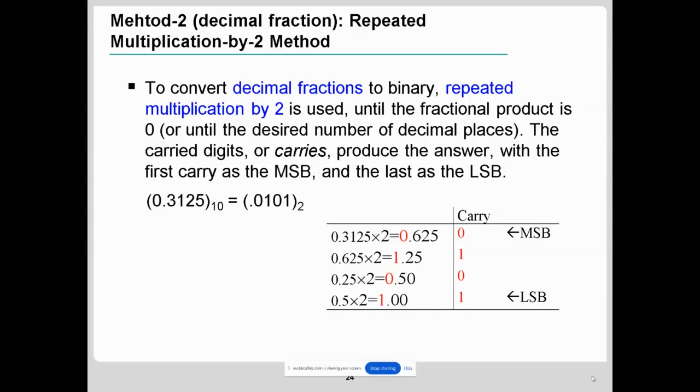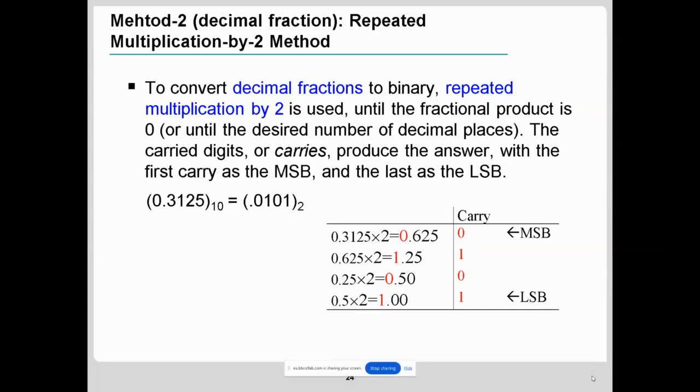You multiply each fractional part by 2, then take the fractional part again, and multiply it by 2 again. Then again take the fractional part and multiply by 2. If you look at the pattern, in the first step the fractional part has a bigger number, 0.625. Then it becomes less, 0.25. Then it becomes less, 0.5. Now it's 1.25, then 0.5, and then 0. So it will be converted into 0, 1, 0, and 1.